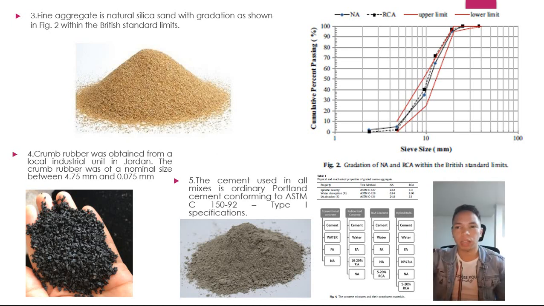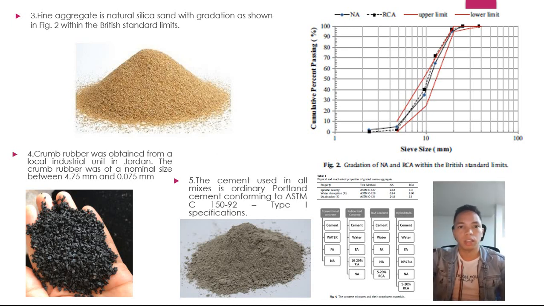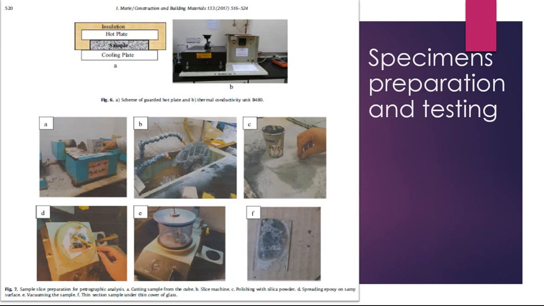It will be used to replace 0 to 20% of fine aggregate by volume. The gradation curves for fine aggregates and rubber crumb are shown in figure 2. The size of the rubber crumb compared to the size of sand is shown in figure 3. The cement used in all mixtures is ordinary Portland cement according to ASTM C150-92 Type 1 specifications. The photographic microscope has been used to determine the uniformity of the ingredients within the mixtures.